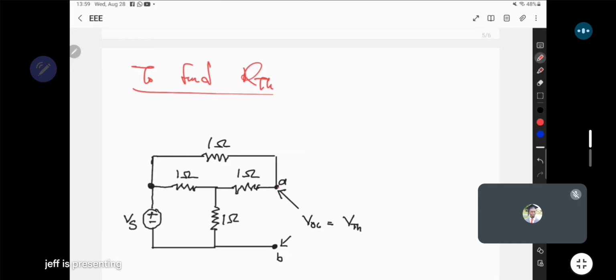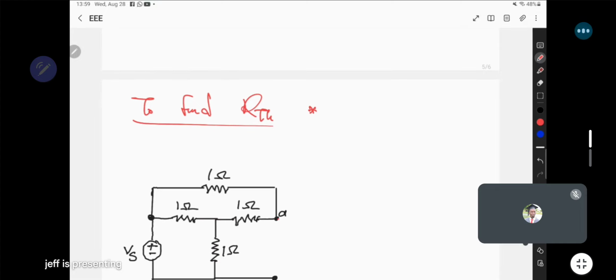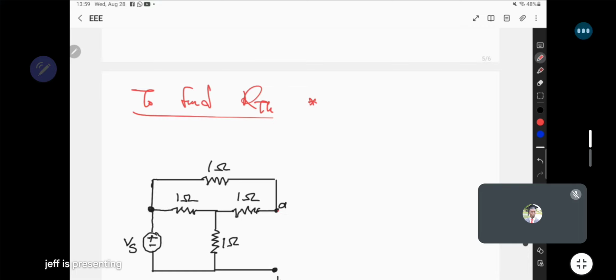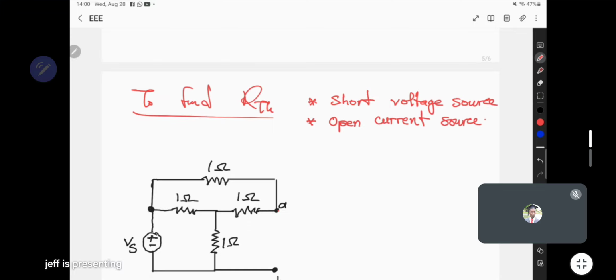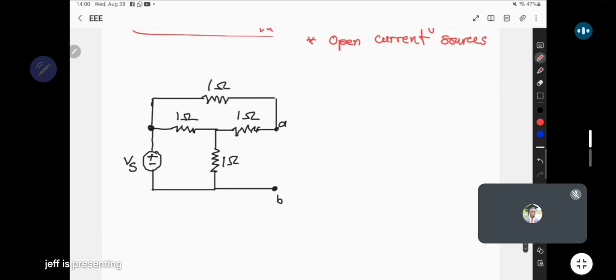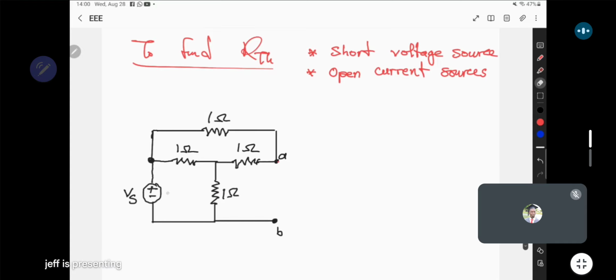But what are we doing this time around? To find R Thevenin, we want to do two things. If your circuit has an independent voltage source, you're going to short it. So short independent voltage sources. If your circuit contains current sources as well, current sources must be opened. Here in our circuit, we only have one source, and that's a voltage source. According to that instruction, we're going to short it. So in place of the source, we'll connect just a short circuit, which is a wire like that.